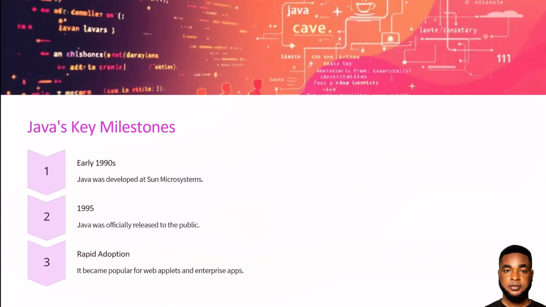Let's look at some key milestones. In the early 90s, Java was developed at Sun Microsystems, and then in 1995 it was released to the public, and it was adopted because of the marketing. The marketing language said, okay, write once, run anywhere, or the platform independent concept. Programmers really adopted it, and it became so popular, and it was used in web applets, enterprise applications, embedded systems, and so on and so forth. So yes, those are a few key milestones of the Java programming language.